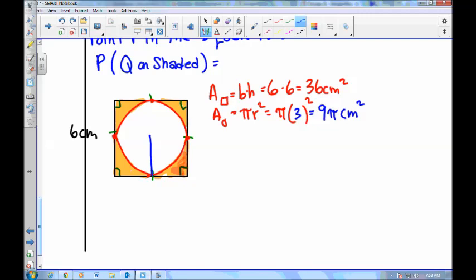Okay, so the probability of Q being on the shaded area needs to be the area of the shaded region divided by the area of the total, because the area of the shaded is the partial. How do we find the area of the shaded region?